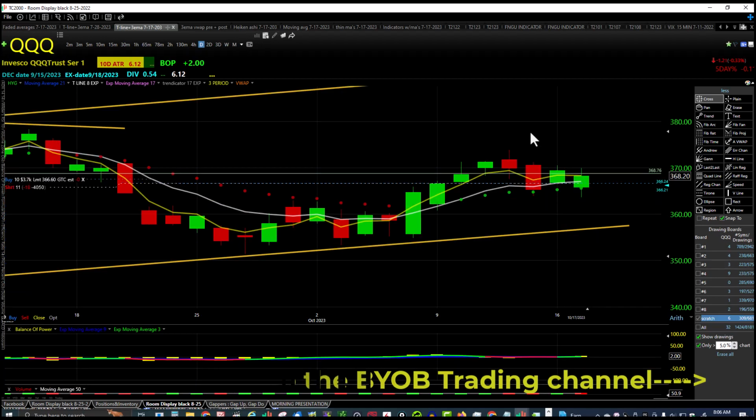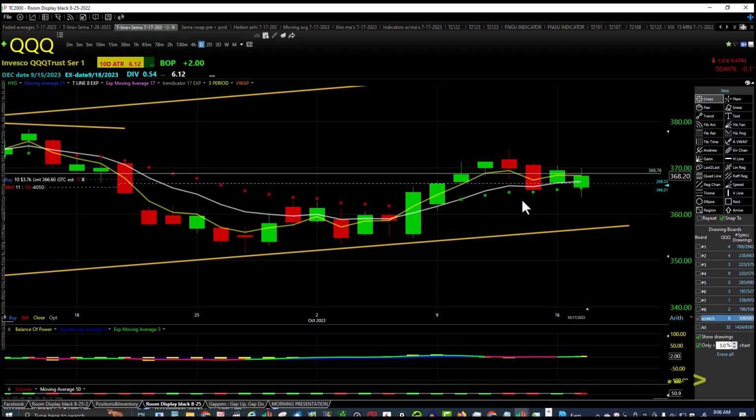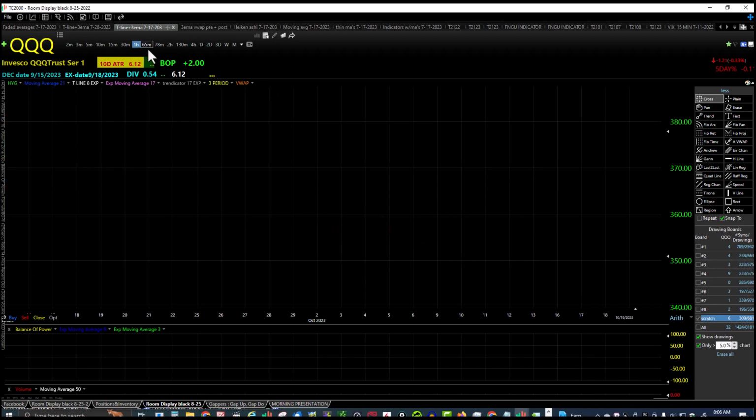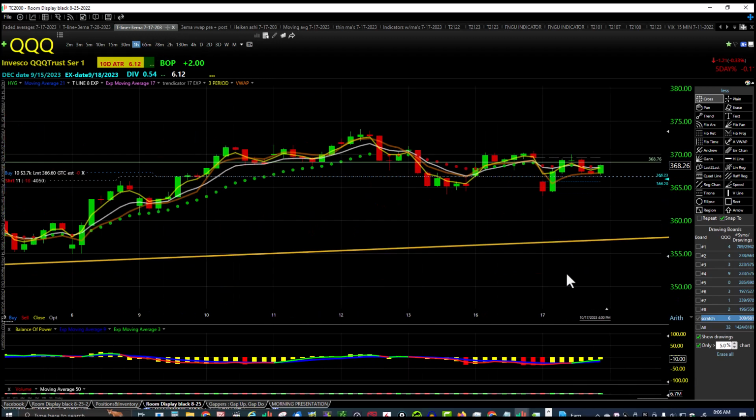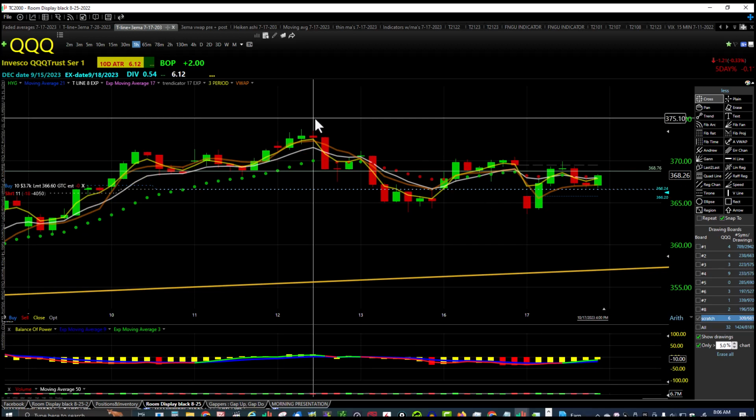QQQ. Higher lows, higher highs. So we got a daily uptrend, but we have a pullback here. And if we look at the pullback, we can see on the hourly time frame lower highs and lower lows. So hourly downtrend in the daily uptrend.